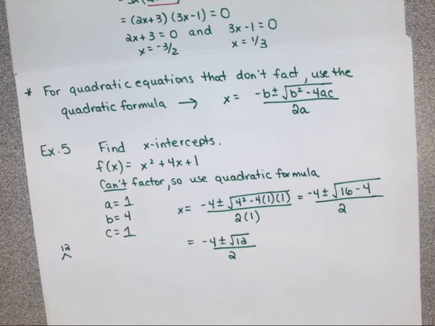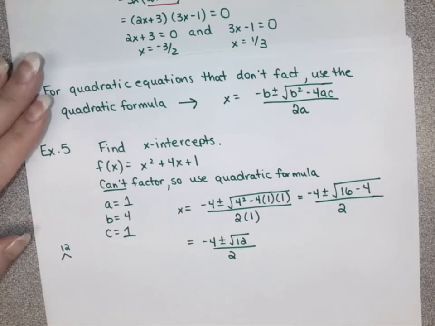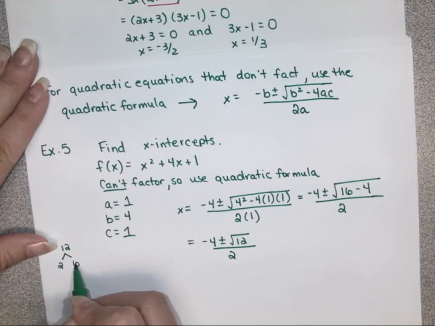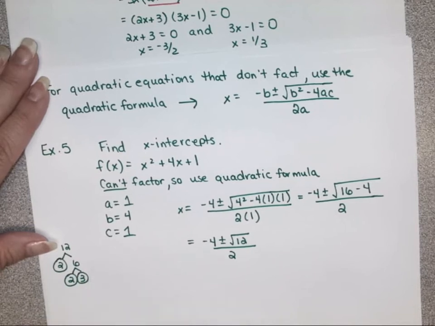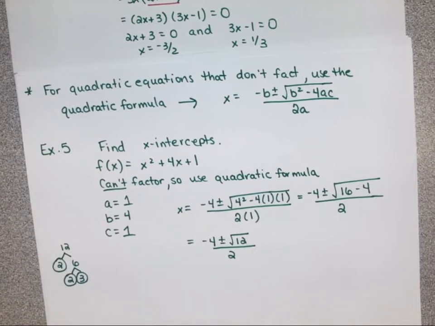You break down 12 into its smallest pieces. You can use a factor tree. So what are two things that multiply to give us 12? 6 and 2 will work. You also could have used 4 and 3, but you keep breaking it down until you're at prime numbers, in other words, until you can't break them down anymore. So the square root of 12 is the same as the square root of 2 times 2 times 3.